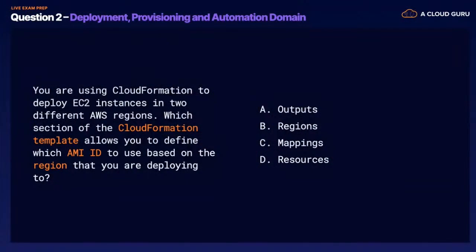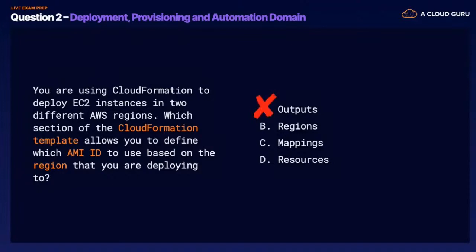So if we look at this question, we're looking for CloudFormation template stuff, so that immediately turns my brain into, okay, what do I know about CloudFormation templates? And we're going to define an AMI ID, however you say it. Don't get me started. And to use based on the region that we're deploying in.